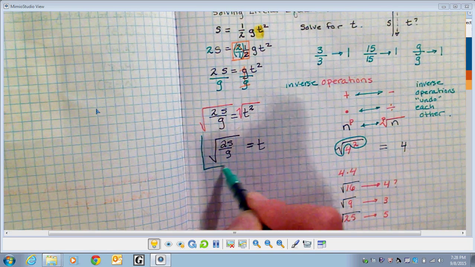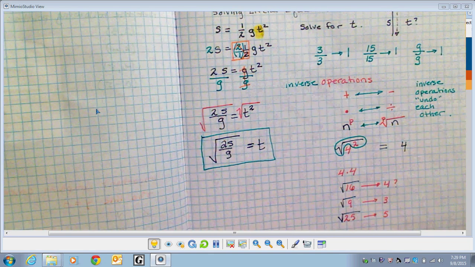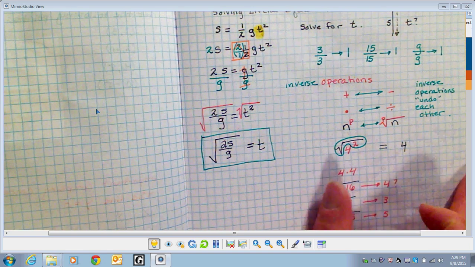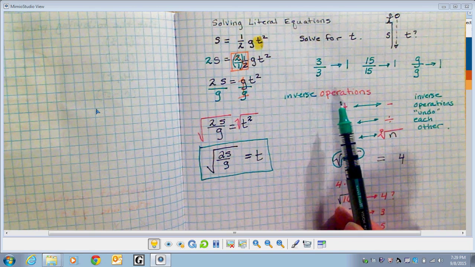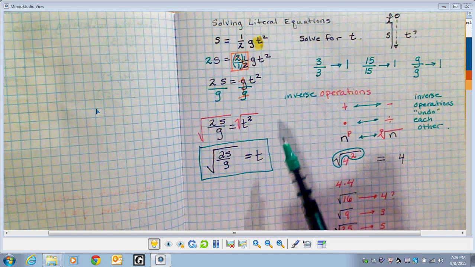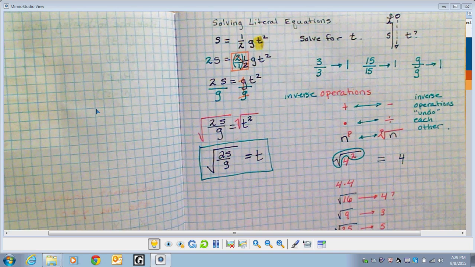If you're just being very systematic and you do the inverse property of addition, inverse property of multiplication, and you use your inverse operations, you're able to undo any crazy problem that is given to you.